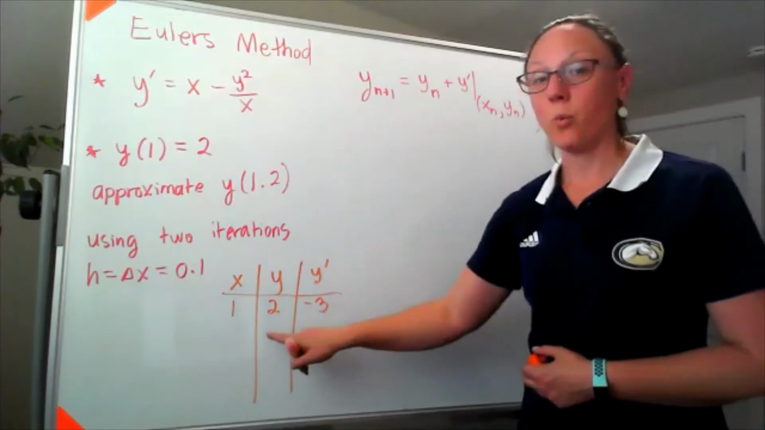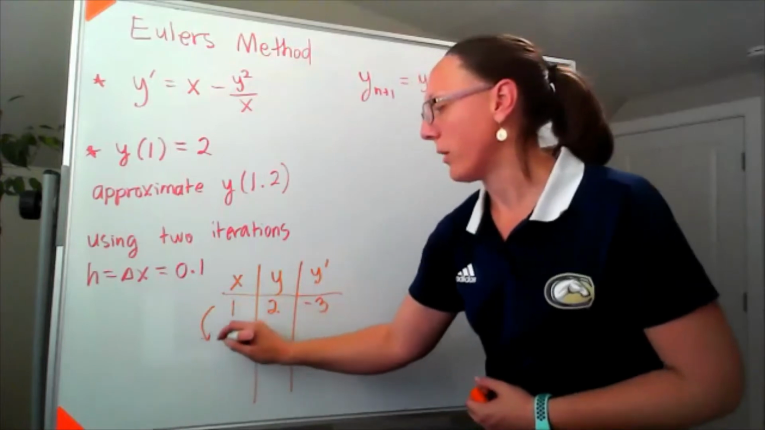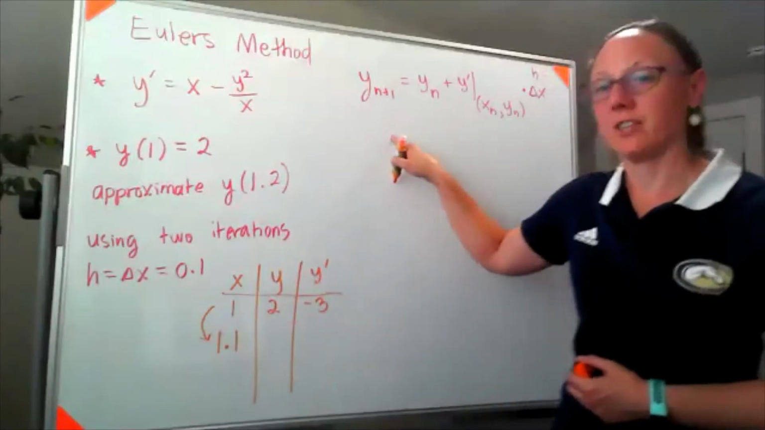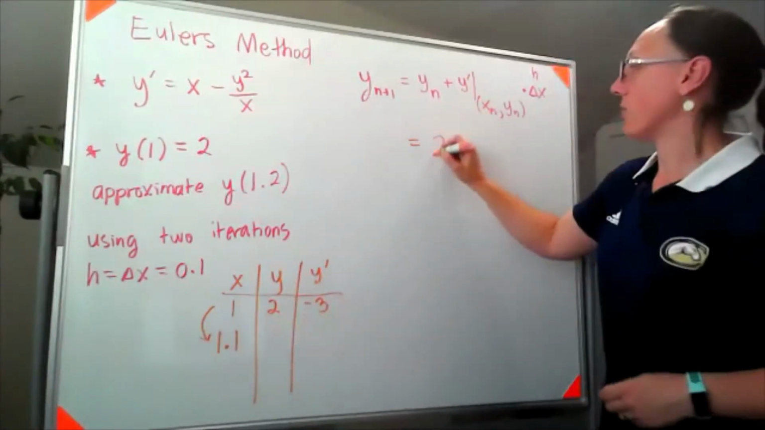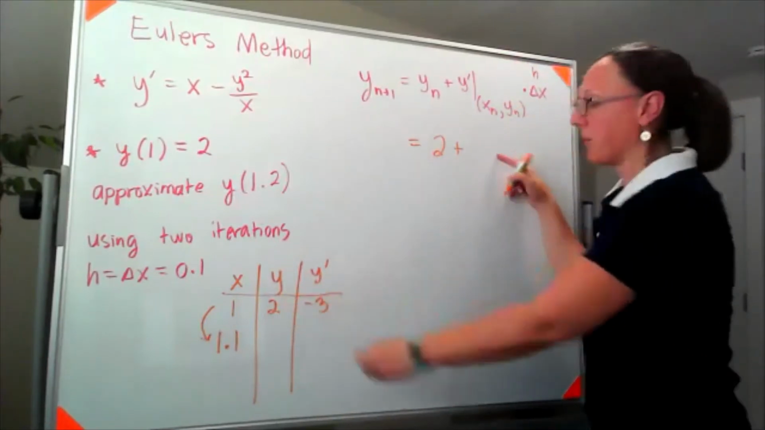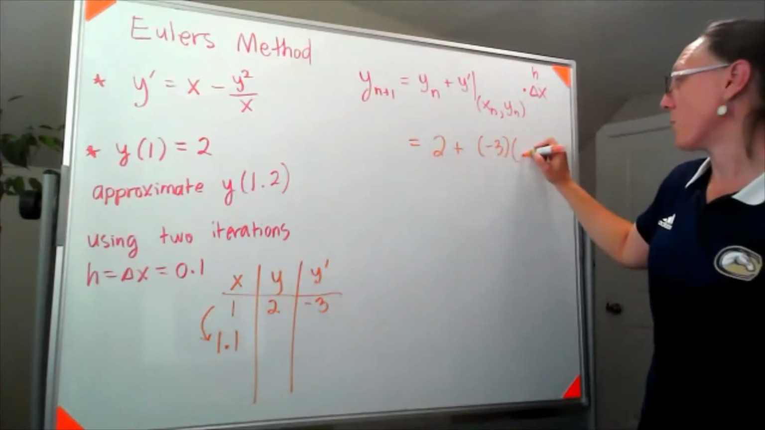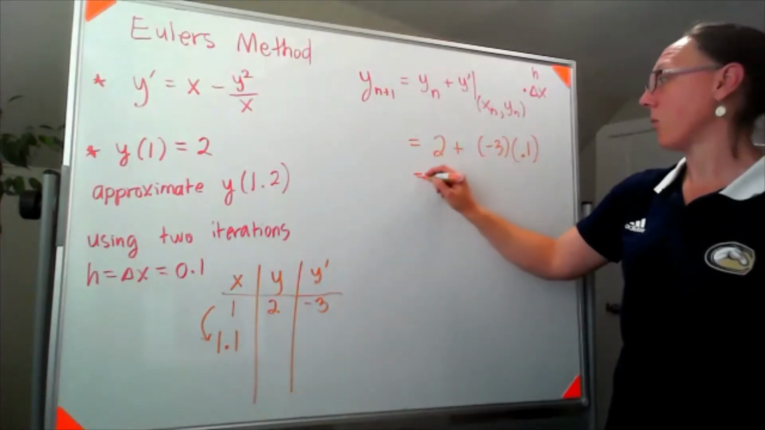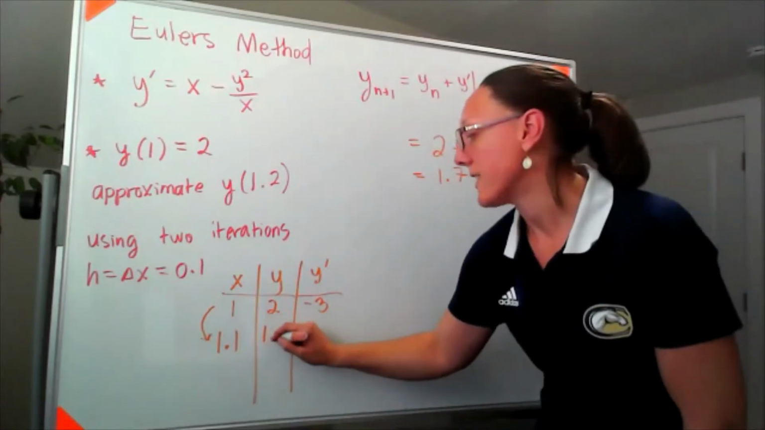To get my new x and y values, I know that I'm taking a step of 0.1, so I'll be at 1.1. And to get my new y value, I've got to use the formula. We're currently at a y value of 2, and now I'm going to add to that our derivative at the point, which was negative 3, times our time step, which was 0.1. So that's 2 minus 0.3, or 1.7. That's my new y value.